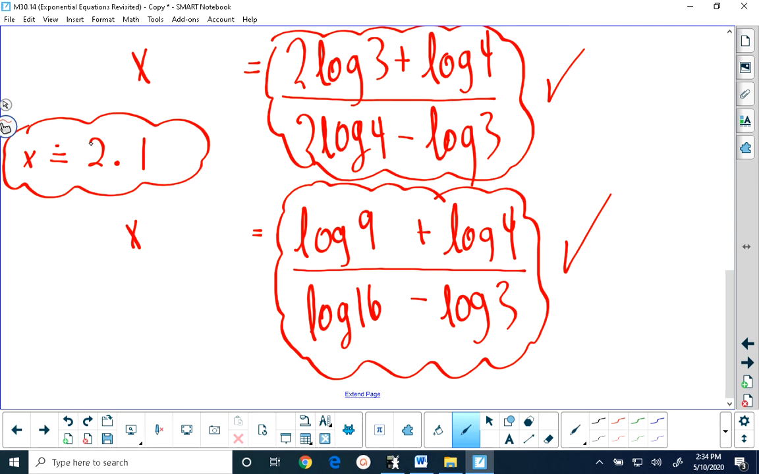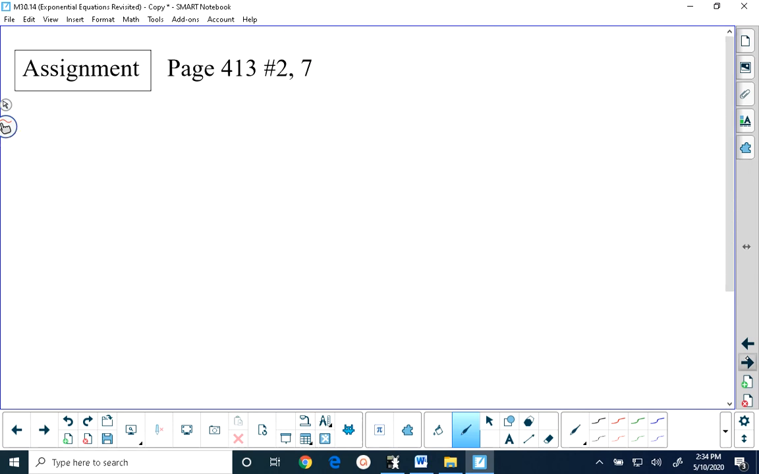Tomorrow is a Google Meet day. In the meantime, you have some questions from your textbook that you can be working on, page 413, number 2 and number 7. If you have any questions, feel free to send me an email before tomorrow. If you have questions tomorrow, show up to the Google Meet.